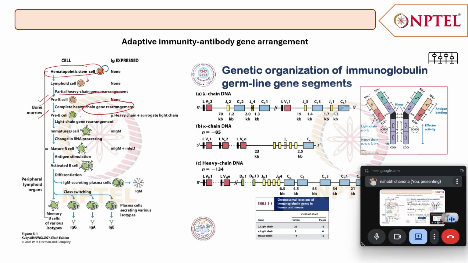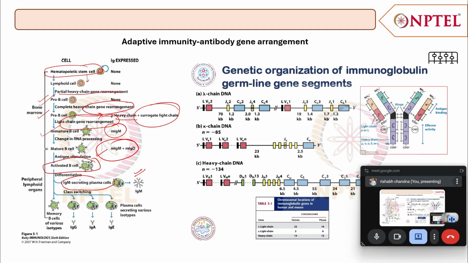Then in the pre-B cell, the cells actually express the mu heavy chain with the surrogate light chain. Okay, so that will not be the actual light chain, but a surrogate light chain. Then in the pre-B cell, we have the light chain arrangement. So after that, it forms an immature B cell that has a membrane-bound IgM. Followed by the change in RNA processing, we have a mature B cell in which membrane-bound IgM and membrane-bound IgD are there. After that, the antigenic stimulation happens and we have the activated B cell. Followed by its differentiation, the IgM secreting plasma cells are formed that secrete the IgM.